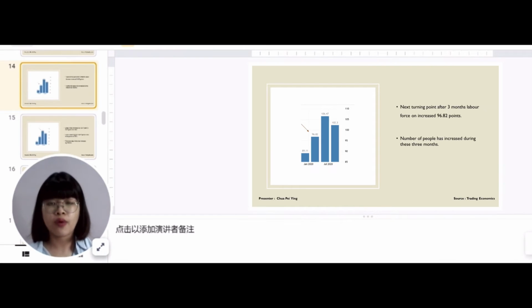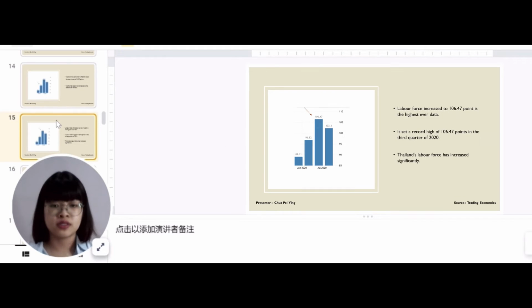At the next turning point, after 3 months, the labor force increased to 96.82 points. It also means that the number of people has increased during these 3 months, and the number of labor in Thailand is on the rise. Most people are looking for work. So at a turning point, it then proceeds to the next 3 months.